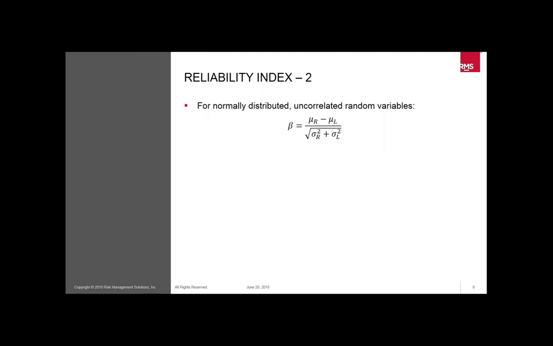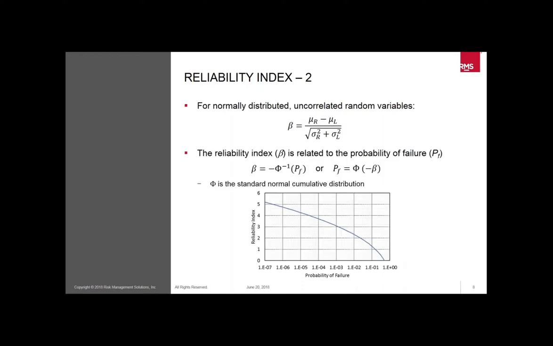Okay, but before I get there, real quick, this reliability index beta, for normally distributed, uncorrelated random variables, we can represent by the mean of the resistance minus the mean of the load, divided by the square root of the sum of their variances. But we can relate this directly back to a probability of failure. The reliability index is the negative of the inverse of the standard normal cumulative distribution of the probability of failure. Or the probability of failure is equal to the standard normal cumulative distribution of the negative reliability index, okay? So we can relate those two directly.